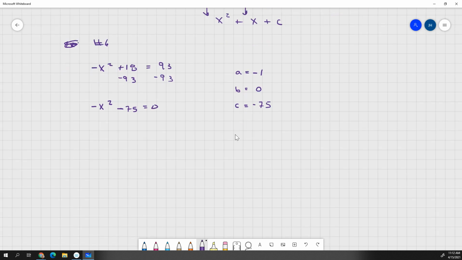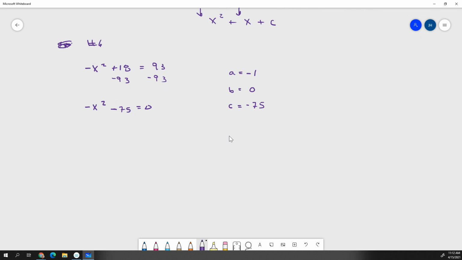So what's going to happen here is when we fill out this formula now, right, which I'll rewrite here again, x equals minus b plus or minus the square root of b squared minus 4ac over 2a. And when we go to plug those numbers in, we get x equals minus b. Well, that's just minus 0. Plus or minus the square root of b squared. Well, that's just 0 squared. Minus 4 times a is negative 1, and c is negative 75.